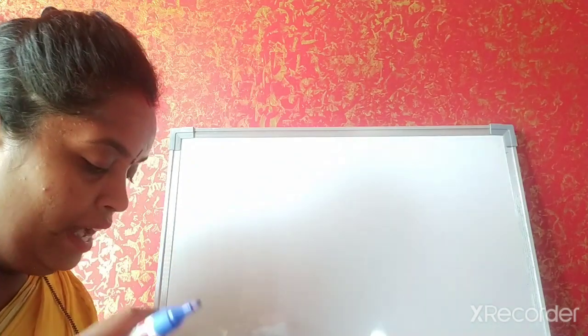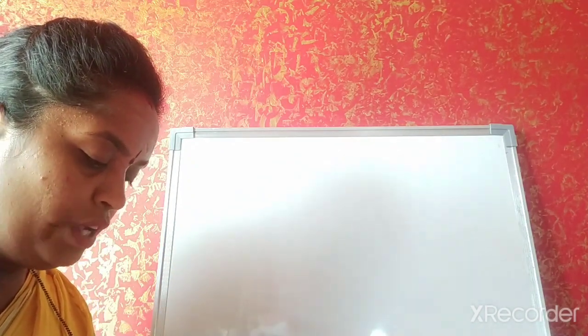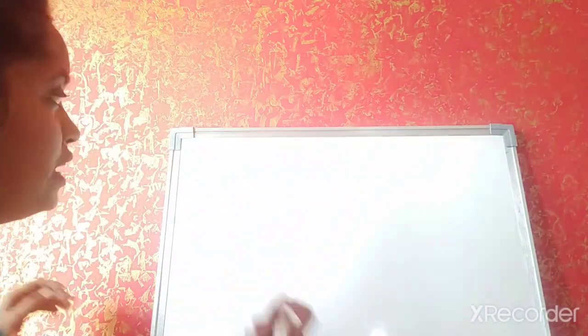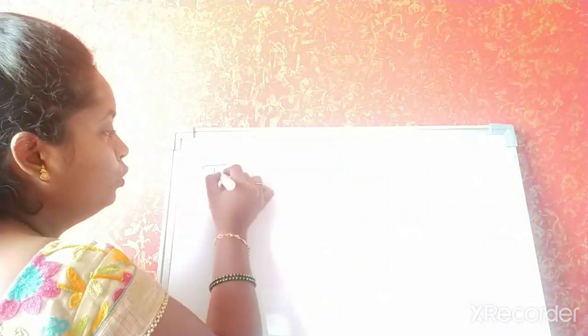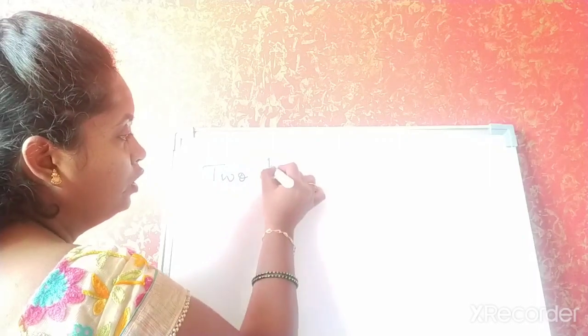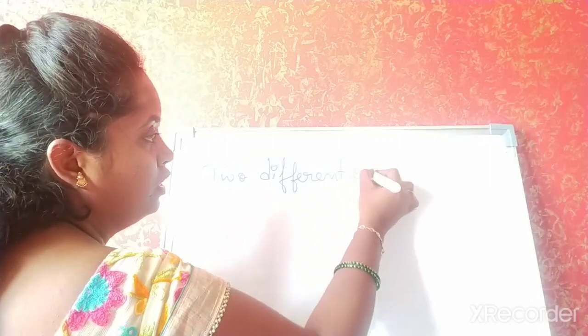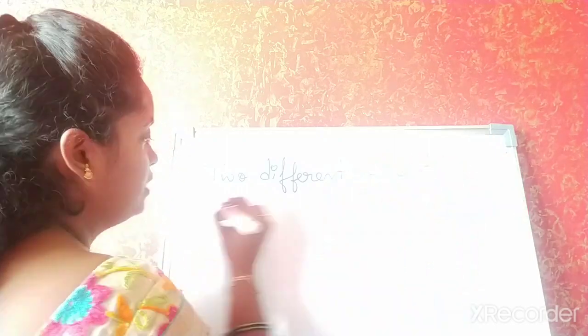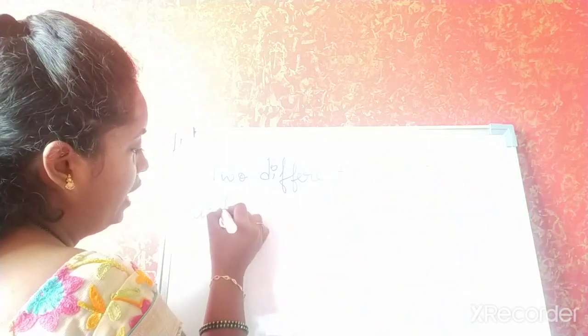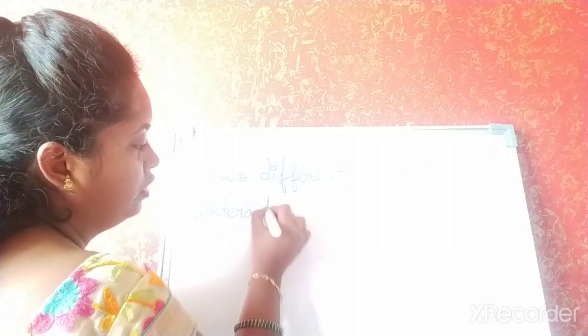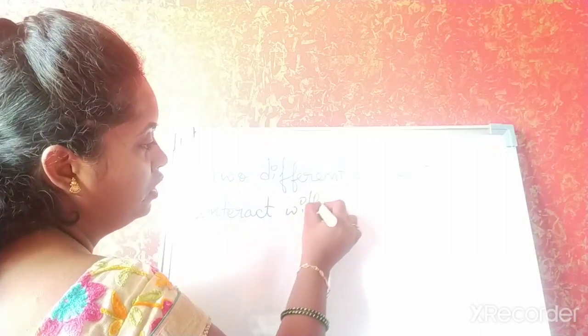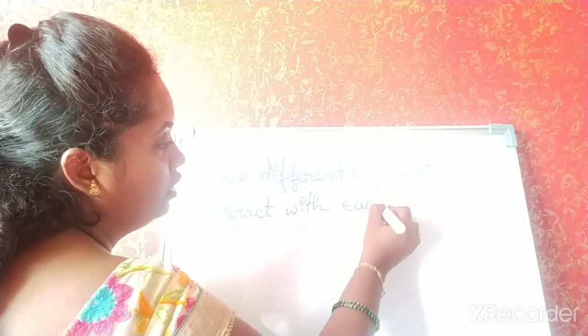What is an interface? First we will be seeing what is an interface. An interface is a surface along which two different elements interact with each other.